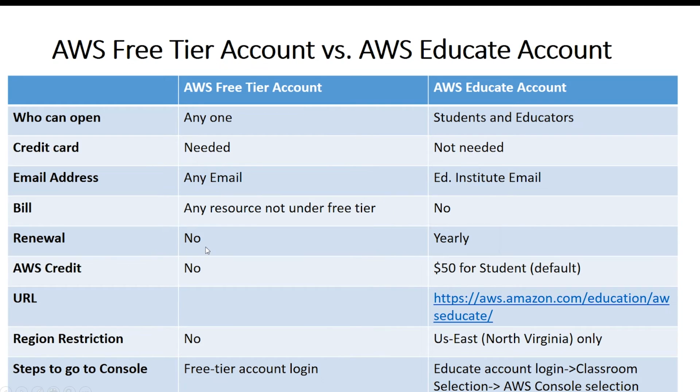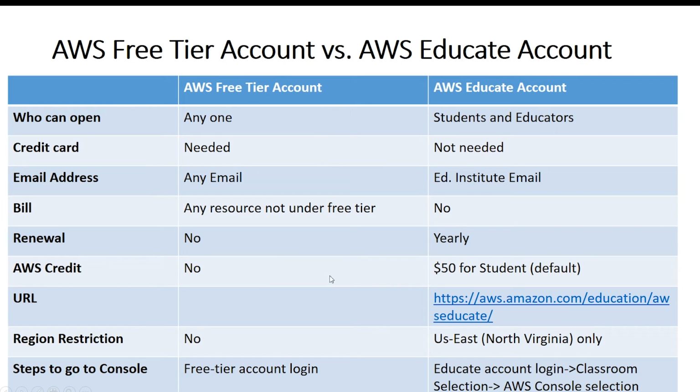Generally, some features of the Educate account are controlled by the professor who invites you to open the account. It is based on a virtual classroom in AWS and thus can expire after 1 semester. However, you can get enrolled in another virtual classroom and get the credit again if another professor invites you to another virtual classroom.